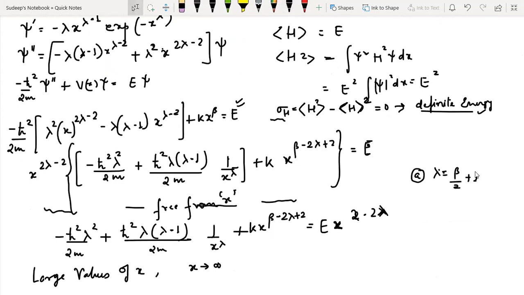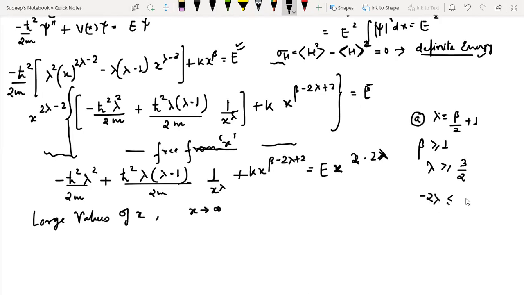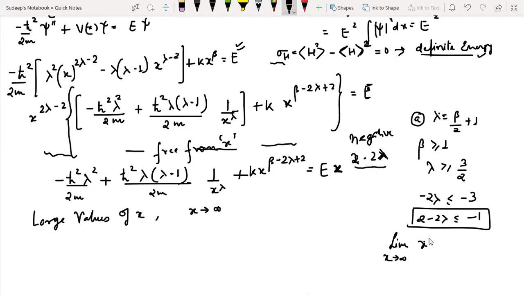Okay, so let me check, because there's no other way out. Now see, I already know that β is greater than or equal to 1, which implies that λ is greater than or equal to 3 by 2, and which implies that minus 2λ would be less than or equal to minus 3, and which implies 2 minus 2λ would be certainly less than minus 1. So this power is negative, which implies that limit x tending to infinity, x raised to power 2 minus 2λ would be simply 0.